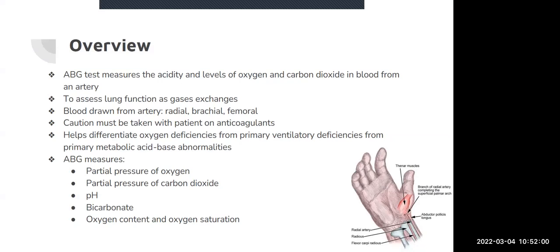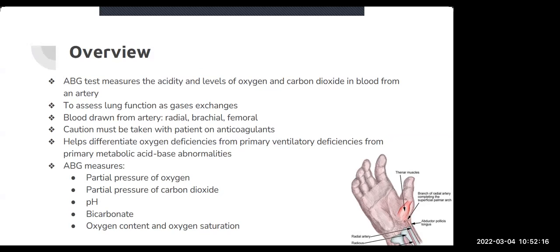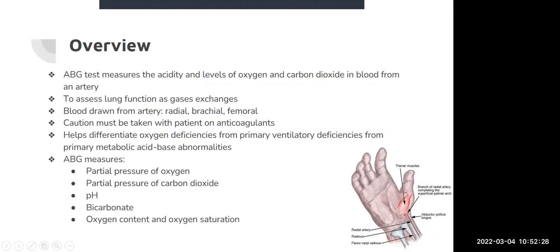Arterial blood gases, or we also call ABG, is a test to measure the acidity and levels of oxygen and carbon dioxide in blood from an artery. It is used to assess lung function as a gas exchange, whether the gas exchange function is properly functioning or not. The blood is drawn from an artery: radial, brachial, or femoral, and the most common is the radial artery, and that's in the picture, the site of the radial artery. For ABG, caution must be taken with patients on anticoagulants. So if the patient is on anticoagulant, we should not take ABG.